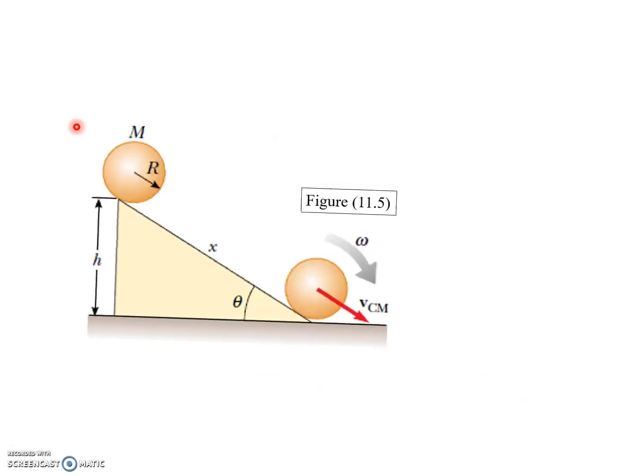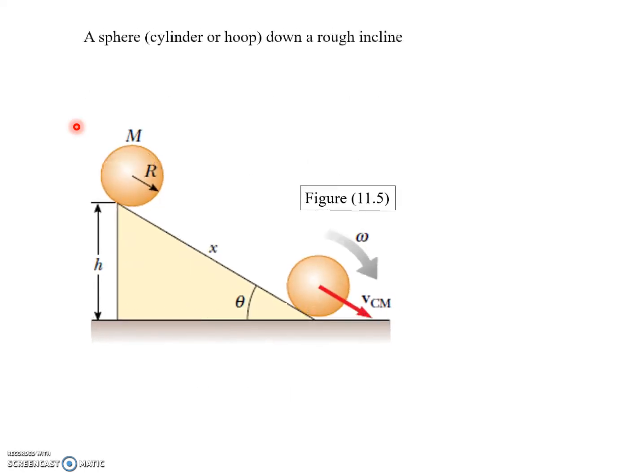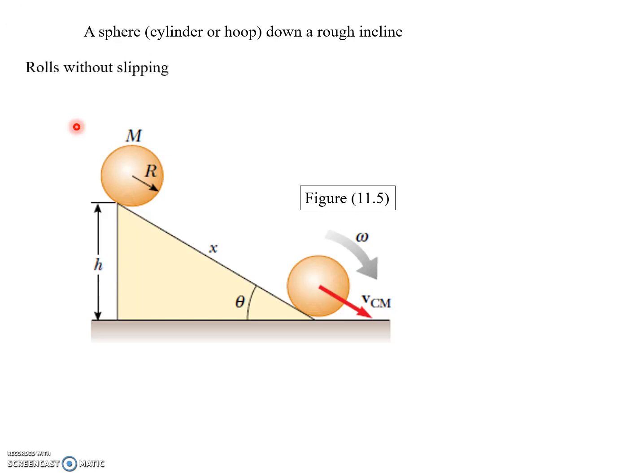Let's look at this figure where we have a sphere, or it can also be a cylinder or hoop, rolling down a rough inclined surface. The rolling is without slipping, and the sphere is released from rest at the top of the incline.